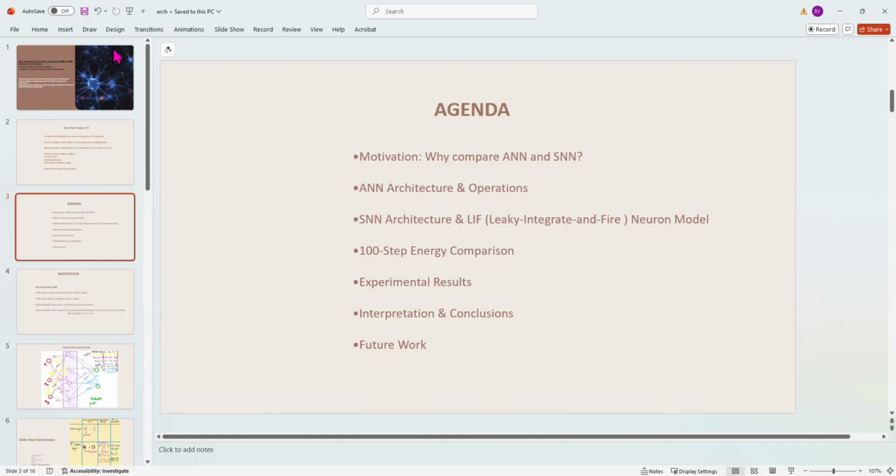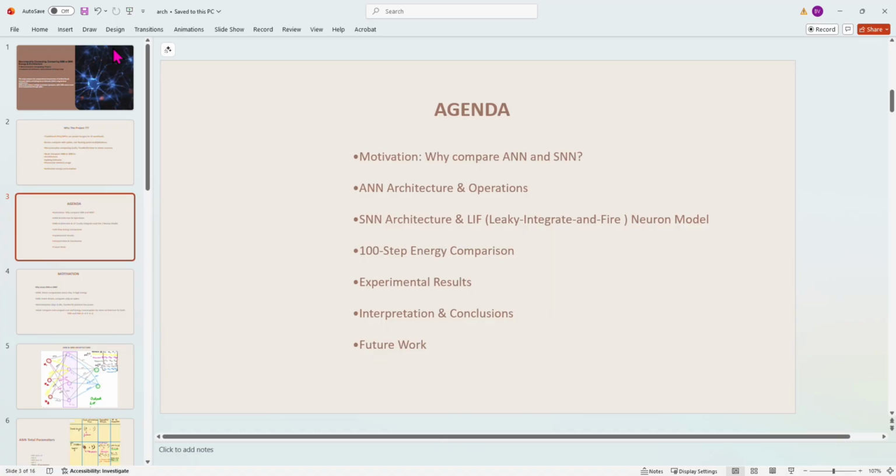So here is the agenda for my presentation. From the previous slide, we know the motivation for doing ANN versus SNN comparison. Next, I will walk through ANN architecture and explain how a traditional neural network processes data using dense multiplications. After that, I will introduce SNN architecture and the leaky integrate-and-fire, LIF, neuron model. This will help us to see how spikes, voltage updates, and thresholds work over time.